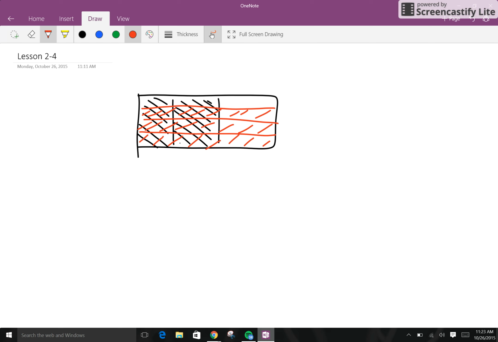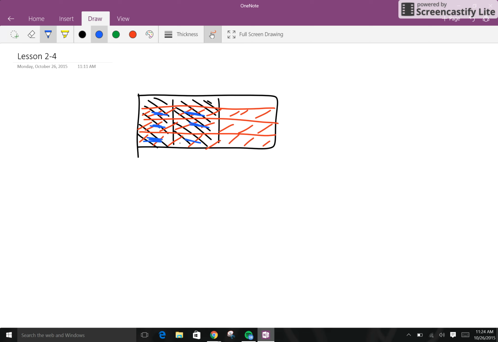Then it asks what fraction of the garden bed will have both plants growing together. You look at how many of them were shaded twice. There's this one, this one, this one, this one, this one, and this one. In essence, there are 12 pieces there, so that's 6/12 with both growing together. So 6/12, or 1/2, of the garden has both of them growing together.